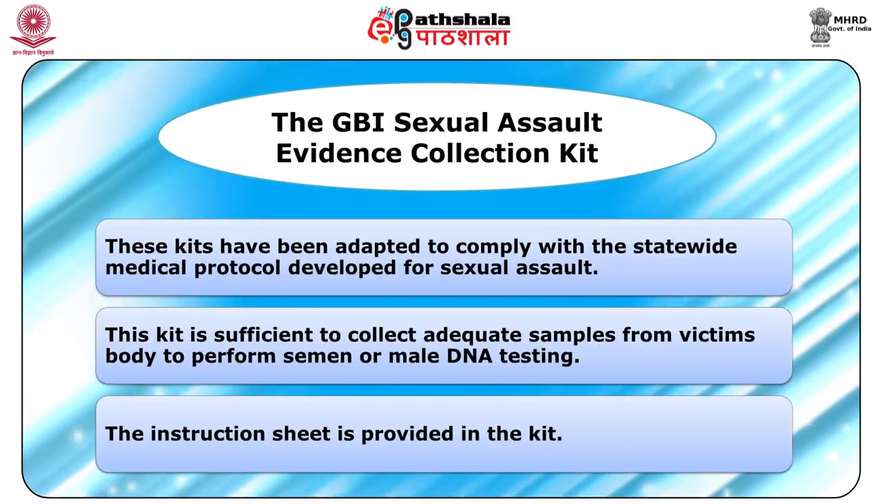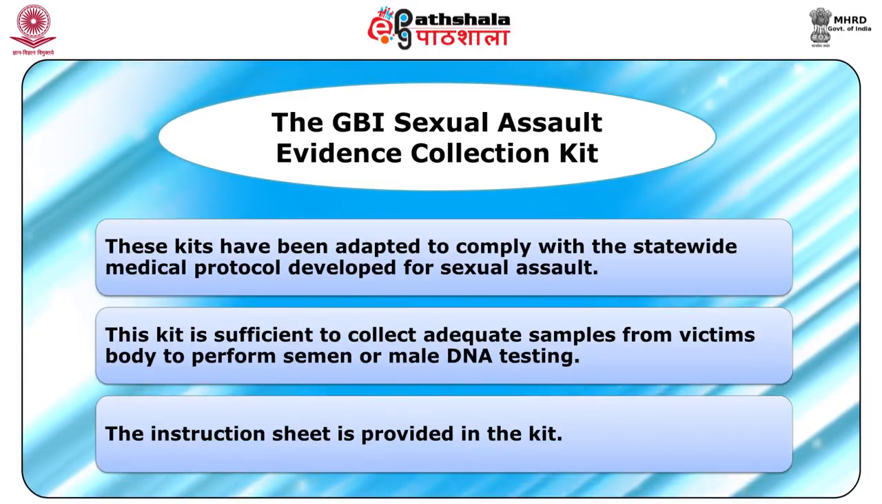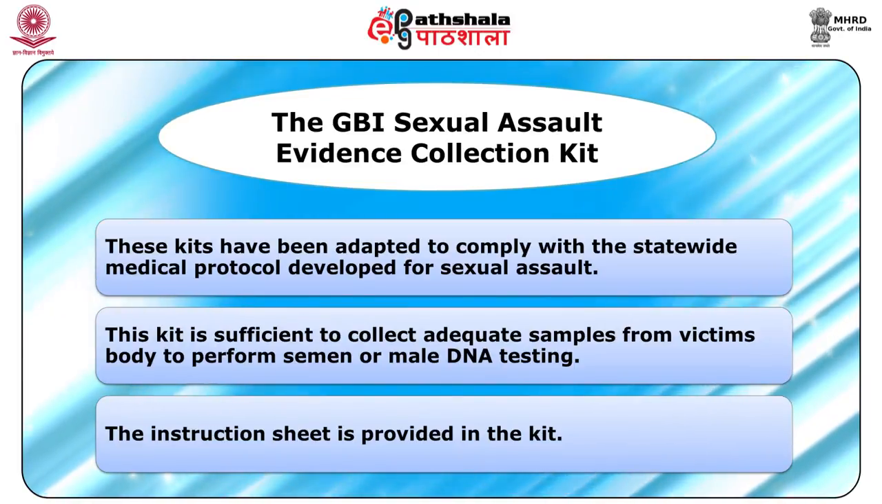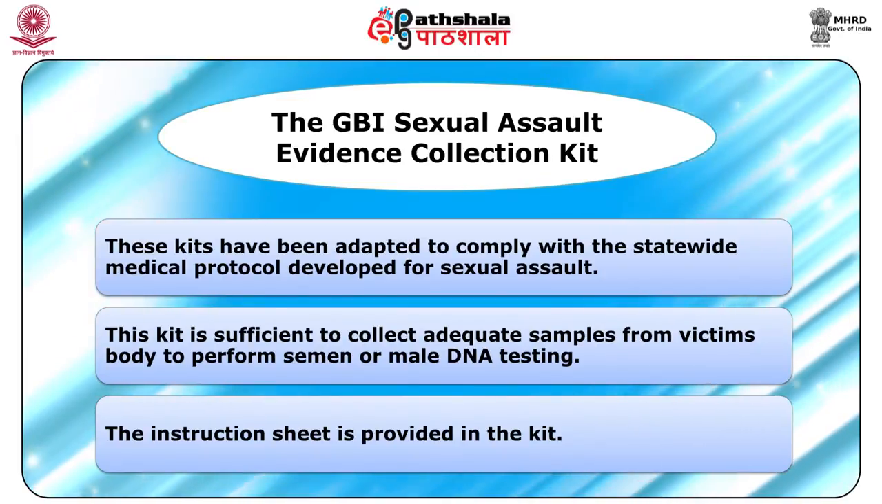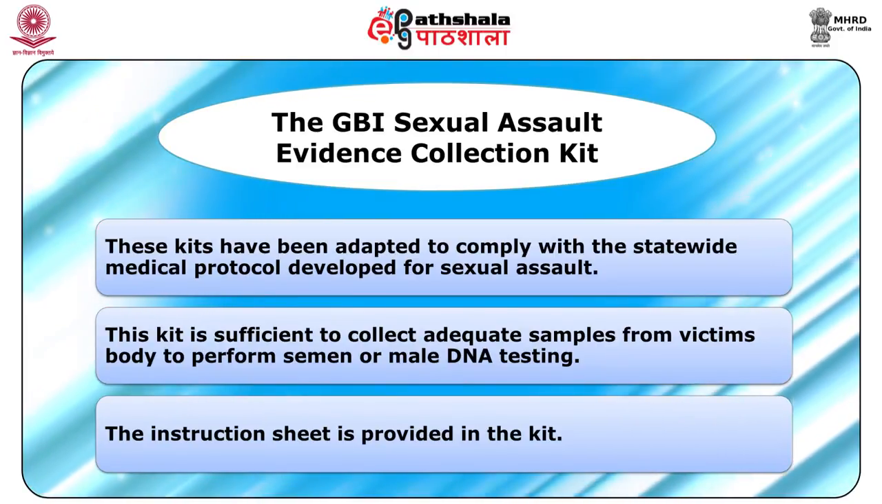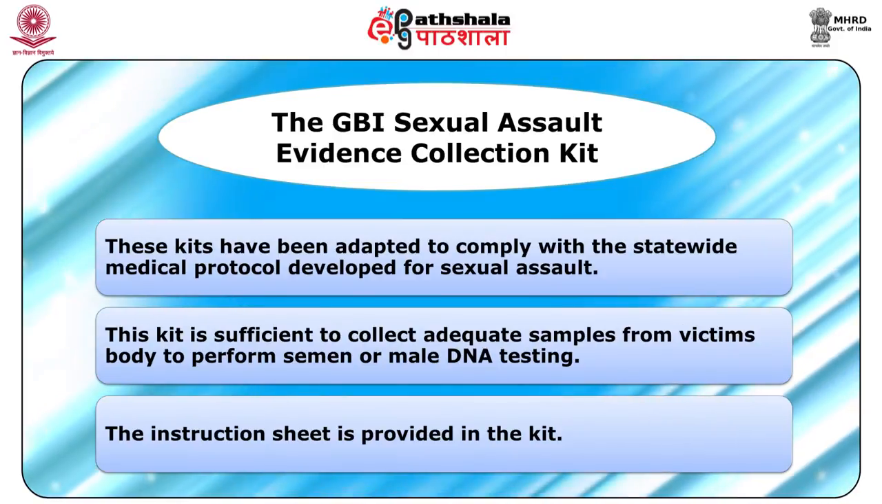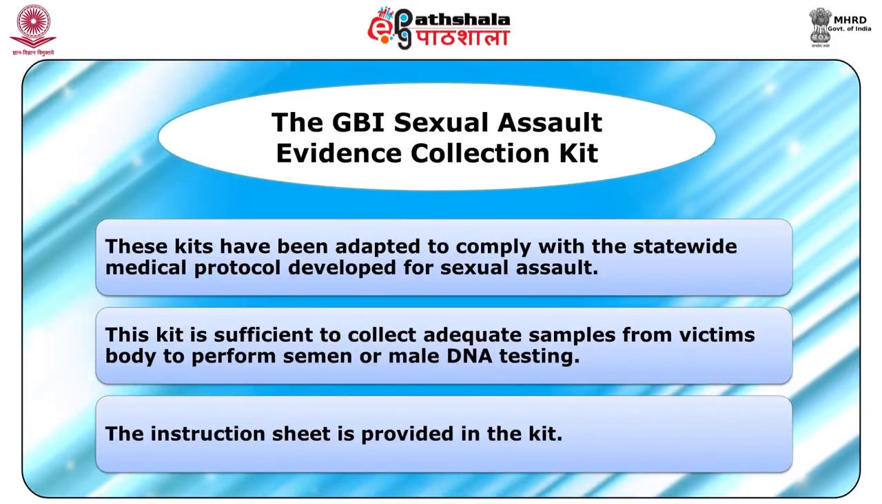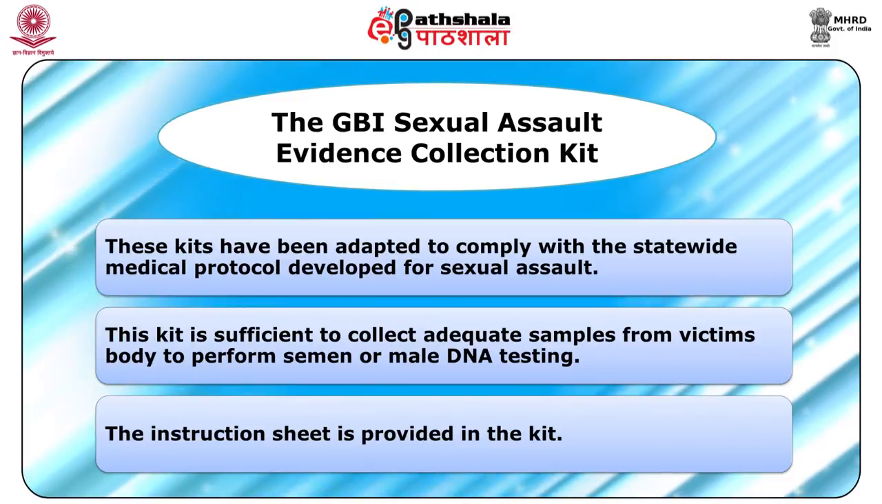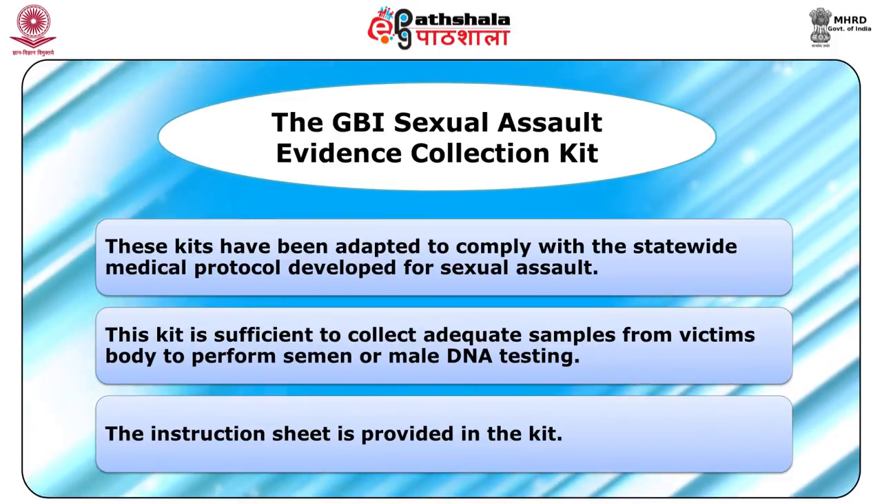No tubes are provided to obtain a known blood sample from the victim during the medical examination. In 2003, these kits were produced to include envelopes and swabs to collect buccal swabs, also known as reference samples. If blood samples are taken, they should not be placed inside the sexual assault kit itself and should be packaged separately.